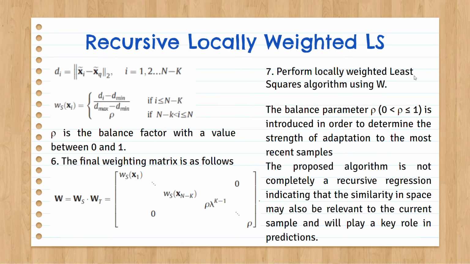Perform locally weighted least squares algorithm using W. The balance parameter rho is between 0 and 1 is introduced in order to determine the strength of adaptation to the most recent samples. The proposed algorithm is not completely a recursive regression, indicating that the similarity in space may also be relevant to the current samples and will play a key role in predictions.